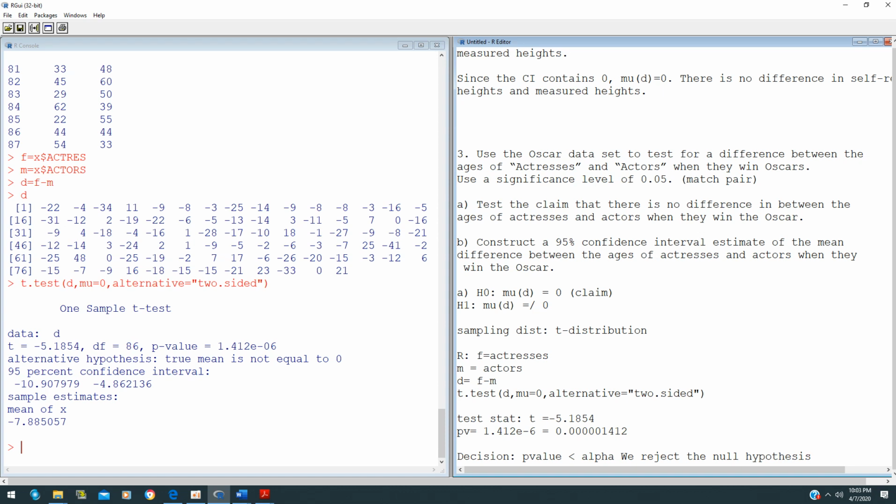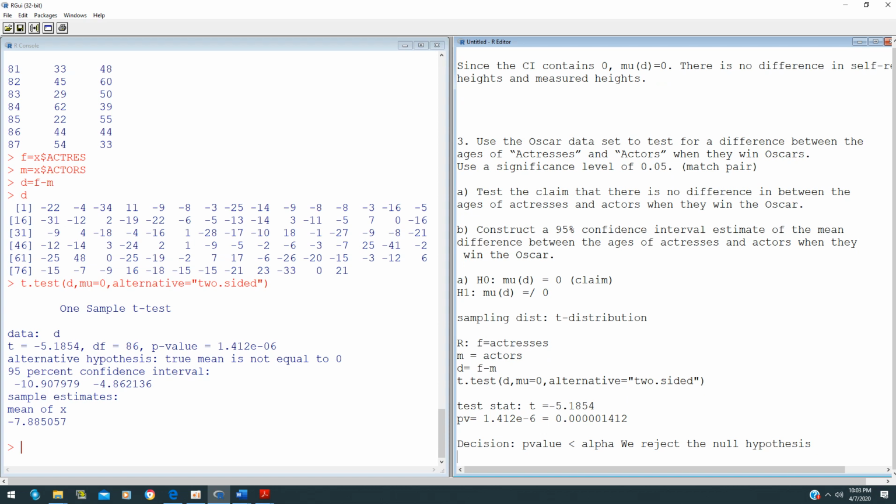A lot of students are lazy. They just say, we will reject. If you just say we reject, it could mean we reject the alternative hypothesis. That's the reason why, when you write reject or fail to reject, make sure you put down the null hypothesis. Always the null hypothesis; we don't reject the alternative in this case, or fail to reject.